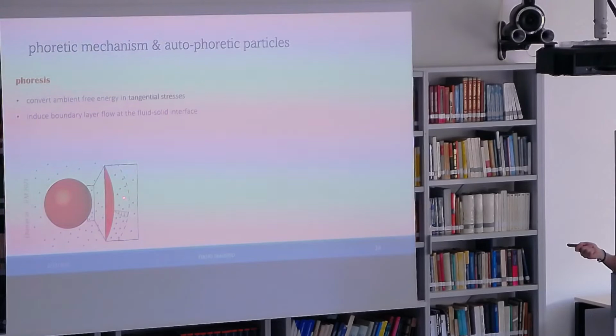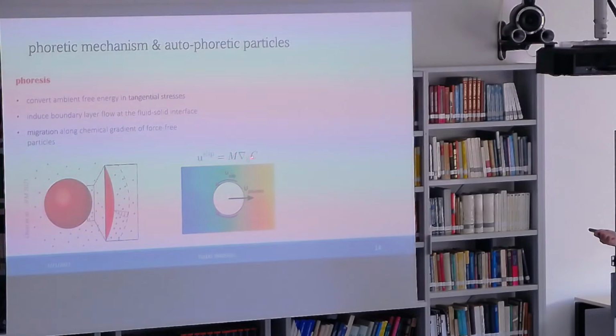Long story short, this stress from far away, sufficiently far away, can be approximated by a slip velocity because the boundary layer that forms is very tiny. This property is called mobility. So we'd say that the particle, in this simplistic model, drives a slip velocity that is proportional, through a coefficient m, to the local chemical gradient.